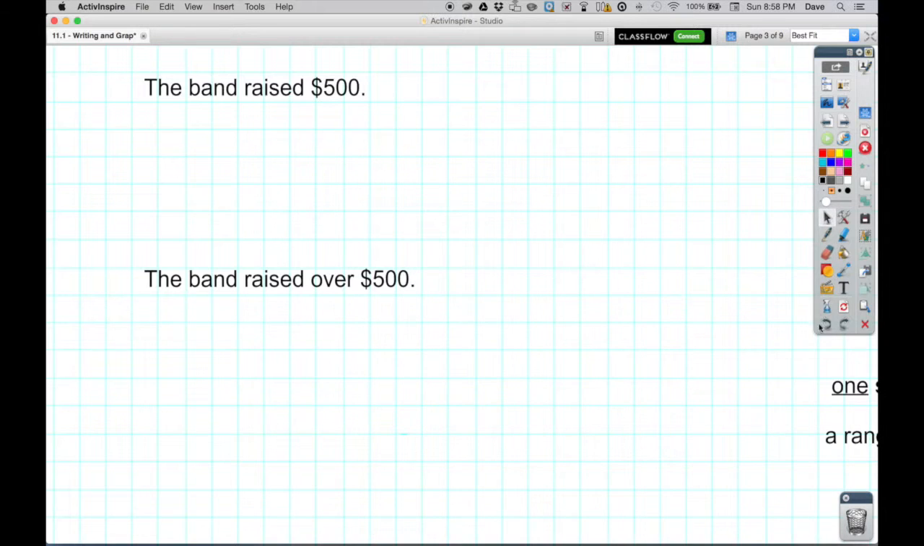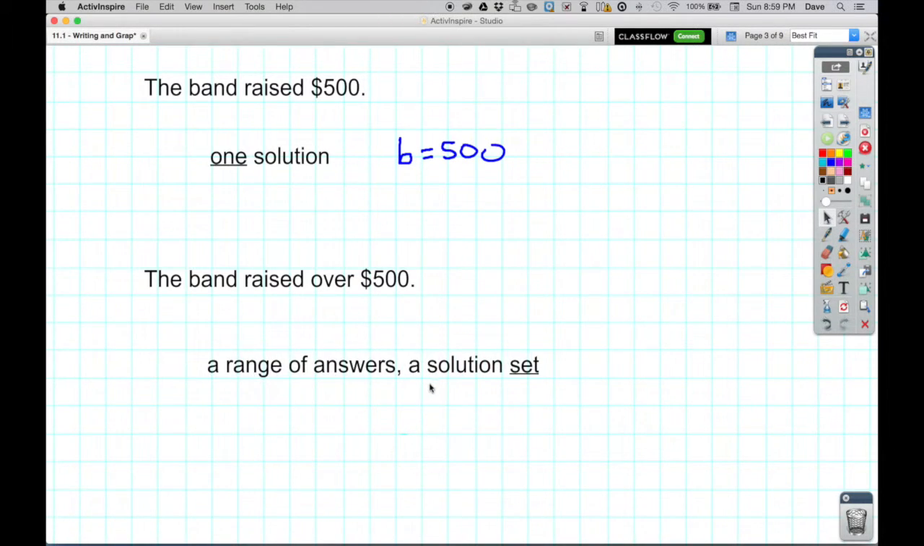And so the difference between equations versus inequalities is that this top one we would symbolize with an equation because it only has one solution. In other words, we'd write it something like this, that let's say B, what the band raised, is equal to exactly $500. One answer and one answer only. But for something like this, we're now representing a whole range of answers, what we call a solution set. And so we have to use other symbols to represent this, where B isn't just equal to one thing, it's representative of a whole range of possible answers. And so what we need is symbols that help us describe that, which is where we get inequalities.